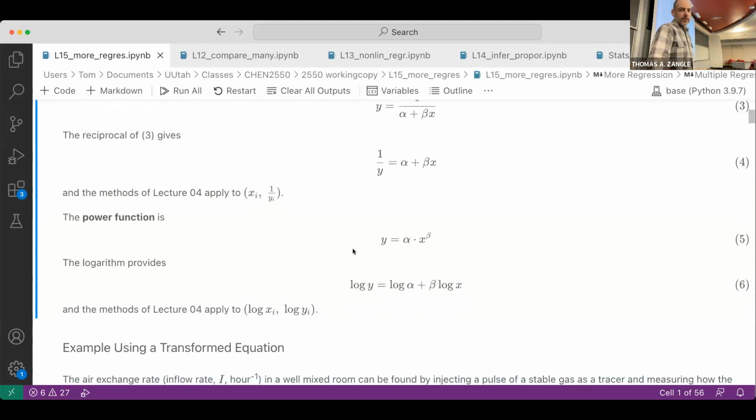Another example is a power function, where again we're going to take the logarithm. So this is y = alpha times x to the beta, a little bit different from the exponential function above. Again, we do the log transform, and now we see that log y is a function of log x. So we'll just take that linear regression analysis and apply it to log y as a function of log x. Okay, so that's the basic concept.